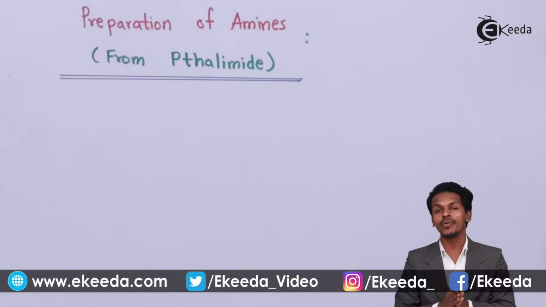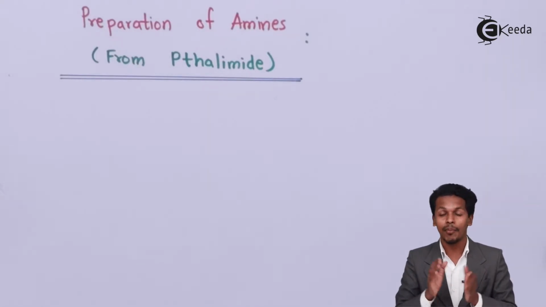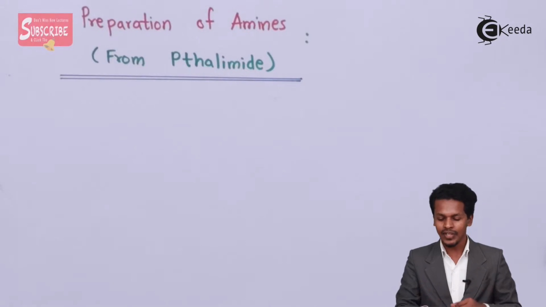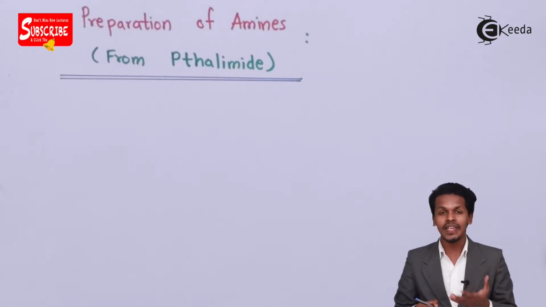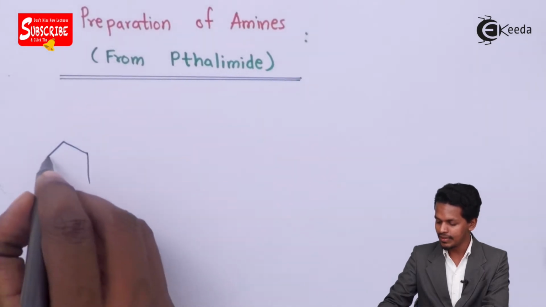So friends, in this topic we are going to talk about the preparation of amines from phthalimide, and this kind of process is known as Gabriel-Phthalimide synthesis. So now let me talk about the reaction of Gabriel-Phthalimide synthesis. For that, the starting material that we are using is phthalimide, and the structure of phthalimide is nothing else.